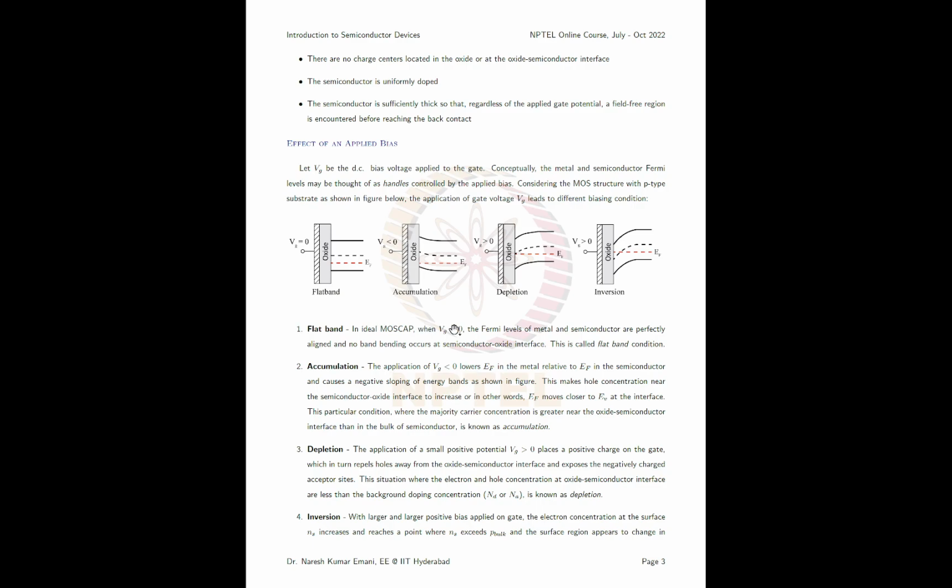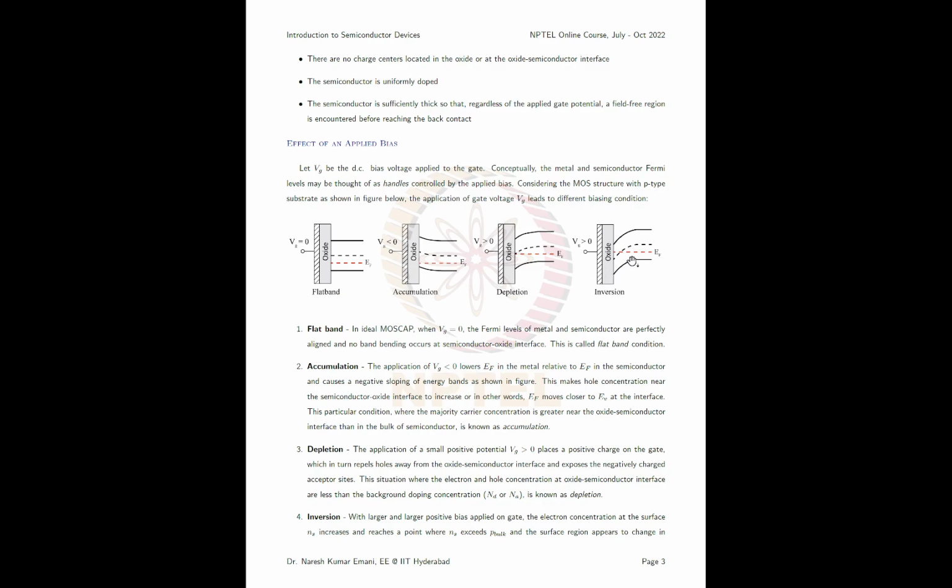In an ideal MOS structure, when Vg equals 0, the Fermi levels of the metal and semiconductor are perfectly aligned and no band bending occurs at the interface. Accumulation causes upward band bending, and EF moves closer to EV, causing an increase in the majority carrier concentration at the interface. If you apply a positive VG, EF moves away from EV, causing a depletion region.